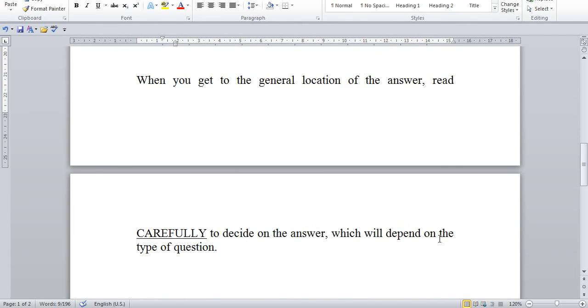Okay? As I said, when you get to the general location of the answer, read carefully. This is where you are being tested. This is where they will test your reading skills, in these short areas of 2 to 3, maybe 4 or 5 sentences, and for a really difficult question, maybe the whole paragraph.